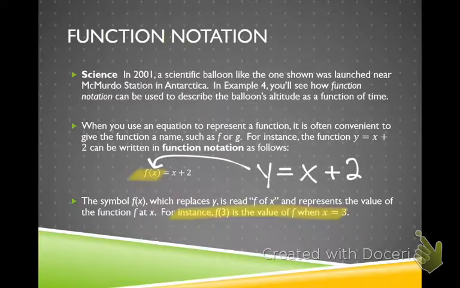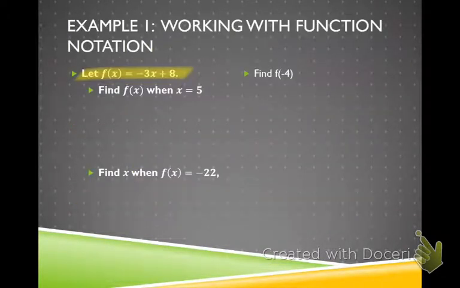Okay, so in example 1, I'm working with function notation. What does that mean? That means that I'm given a linear function. F of x equals negative 3x plus 8. And then I have 3 scenarios. Find f of x when x equals 5. Find x when f of x equals negative 22. And find f of negative 4. For all 3 of these scenarios, I'm using the same linear function. Have you written it down? F of x equals negative 3x plus 8.